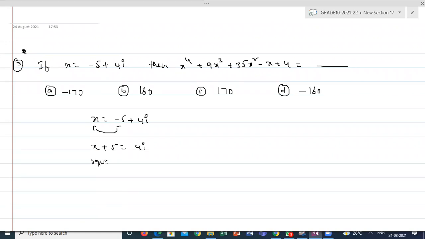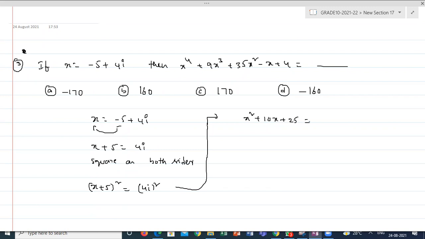Square on both sides. If I'm squaring on both sides, what I'm getting? I will get x plus 5 whole square is equal to 4i whole square. This will result how much? x square plus 10x plus 25 will be equal to minus 16. This will be x square plus 10x plus 41 is equal to 0.